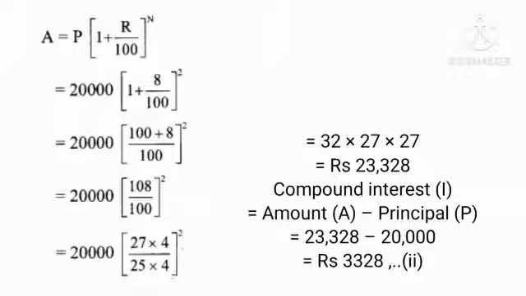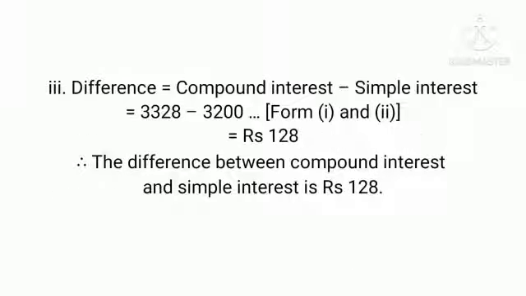Now let's calculate compound interest. So compound interest is equal to amount minus principal, which is equal to 23,328 minus 20,000, which is equal to 3,328. Now let's calculate the difference. So difference is equal to compound interest minus simple interest, which is equal to 3,328 minus 3,200, which is equal to 128. Therefore, the difference between compound interest and simple interest is rupees 128.